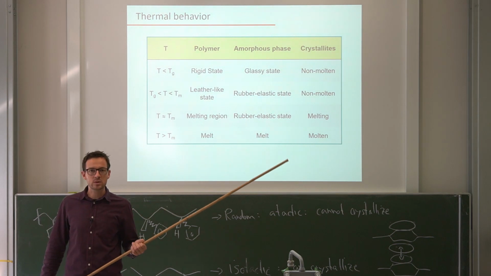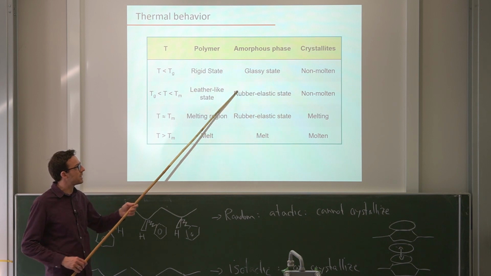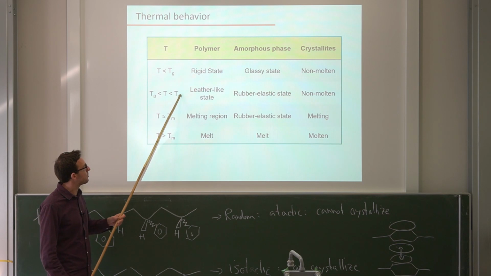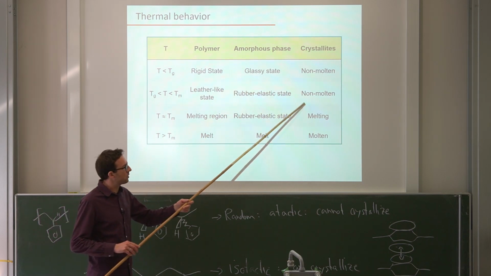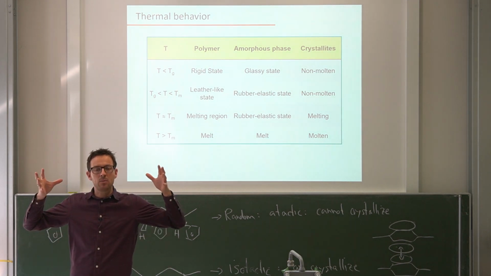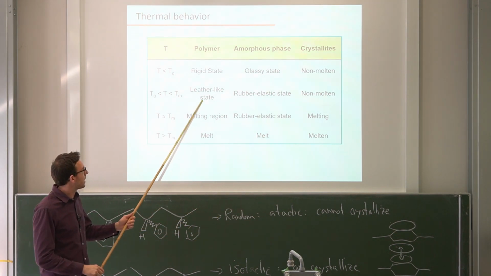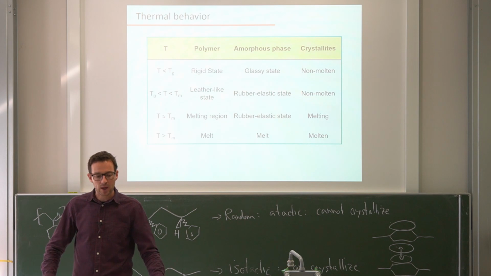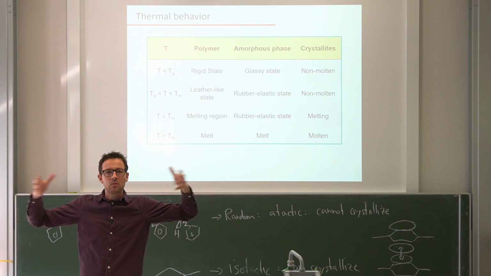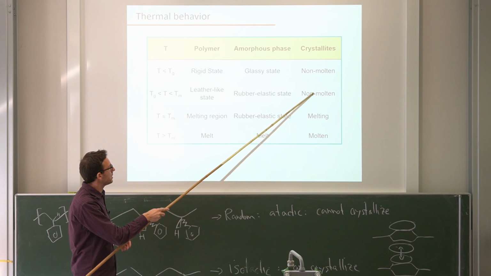And now, in difference to amorphous polymers, when the polymer starts to be in a rubber elastic state, so above the glass transition, T is larger than Tg but smaller than the melting point, then the crystalline units are still crystallites. And that means that they maintain the mechanical integrity of the material. This is often called a leather-like state, but in a sense it means that the polymer can be used as a material above the glass transition temperature. It will not flow away and it will not melt and disintegrate because of the crystalline regions.